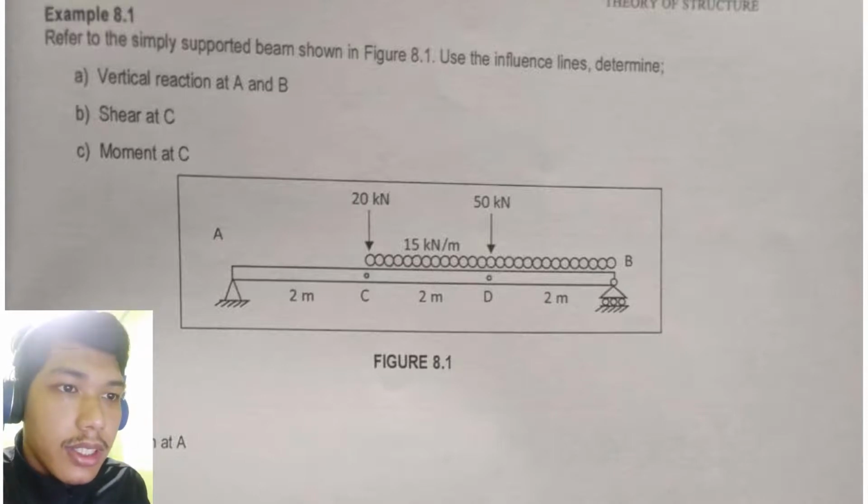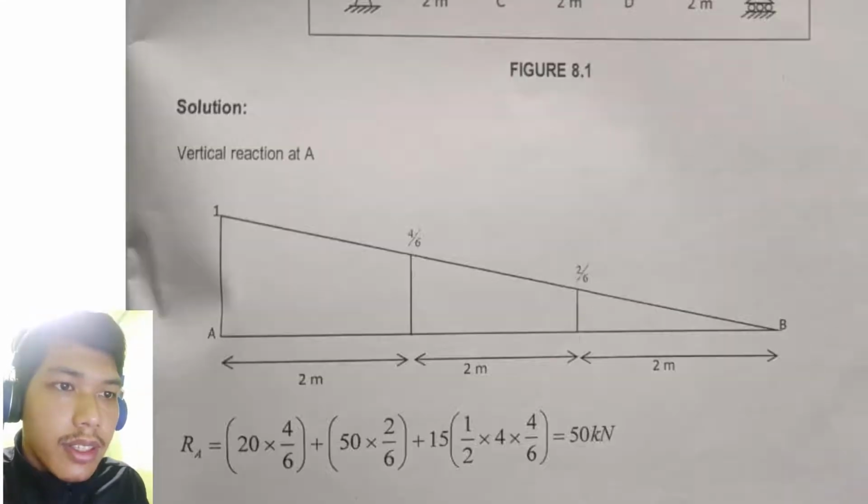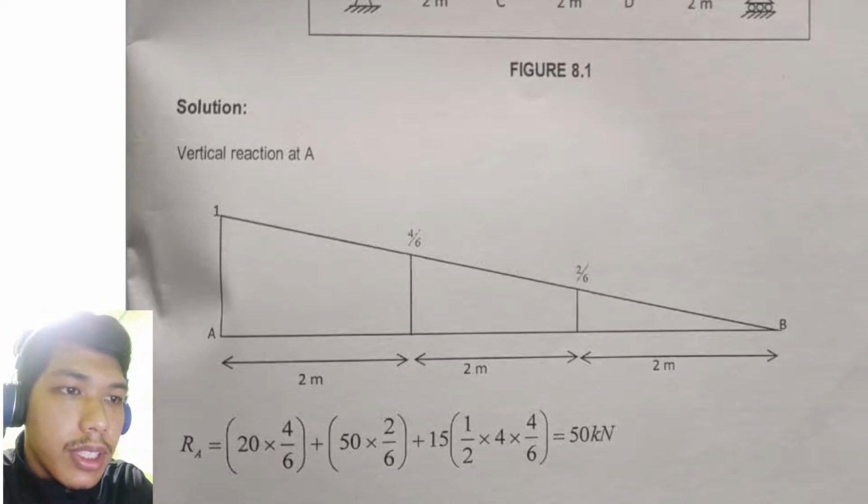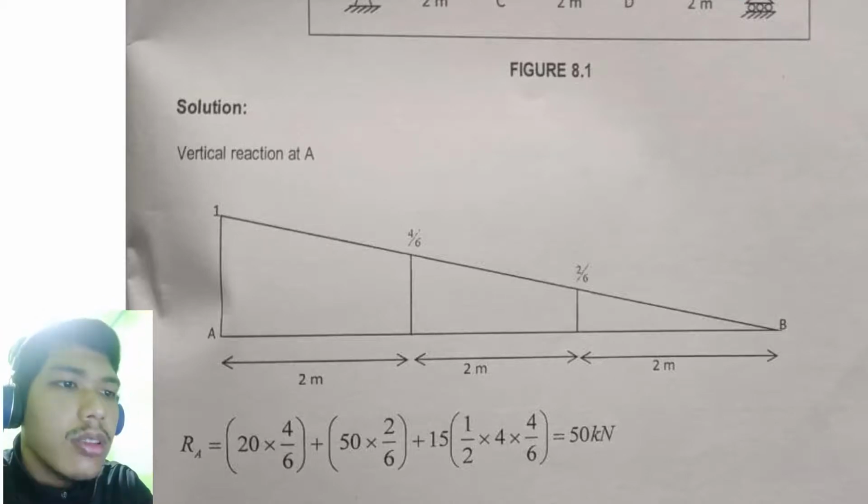As you can see in this IL diagram, from A to 4/6 is 2 meters. From 4/6 to 2/6 is 2 meters, and from 2/6 towards B we have 2 meters, so the total distance between A and B is 6 meters.